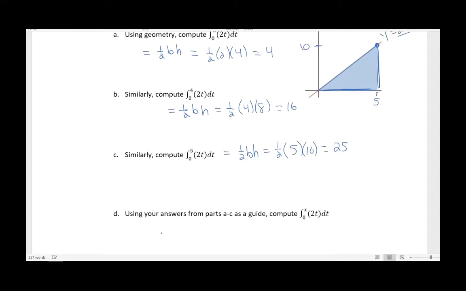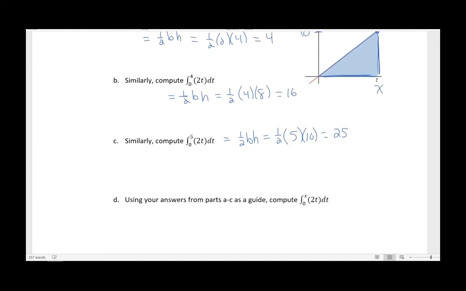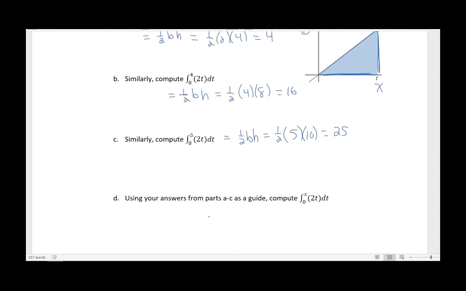So I want to use parts A through C as a guide. We want to compute the area from 0 to any number x. So I don't want this number here in my domain to be anything in particular. I want it to be some arbitrary number x. We're generalizing to x. Right now, give myself a little bit of writing room. So I know that that integral is going to be 1/2 base times height in terms of the area.